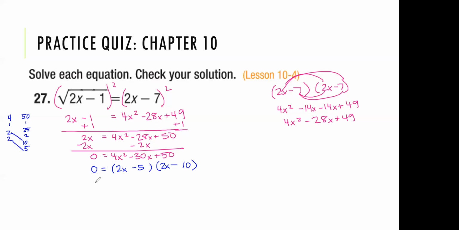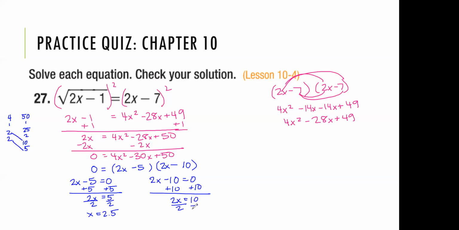Then I'm going to solve each of these equations, setting them equal to 0. So I've got 2x minus 5 equals 0 and 2x minus 10 equals 0. Then I would add 5 to both sides, so 2x equals 5, and I would divide by 2. So x is equal to 2.5. Here I would add 10 to both sides, so I get 2x equals 10. I would divide both sides by 2, so x is equal to 5.